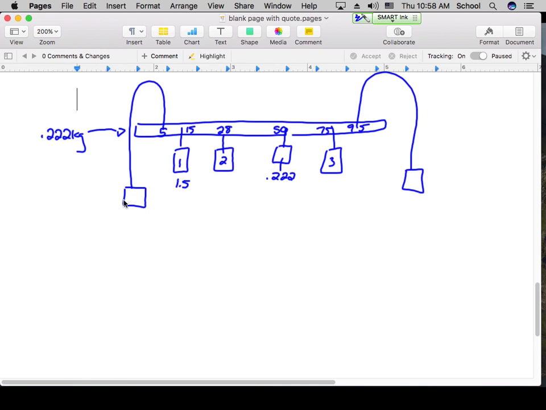Let's make it 1.5 kilograms, just for fun. We'll make 2 be 2.5 kilograms. We'll make 3 be 3.5 kilograms. Yay.